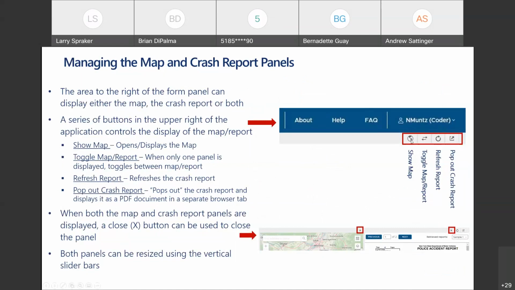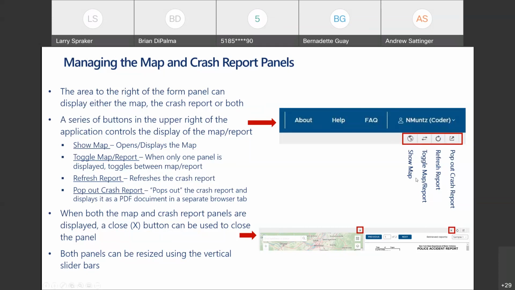This globe will show the map if you don't see the map yet. The toggle map and report control, when you're looking at one or the other by themselves, will flip it. If you have two panels and you're only looking at one, the panel will just flip to the opposite. So if you're looking at the map and you click this toggle, it'll flip to the report, and then it would flip back if you clicked it again.